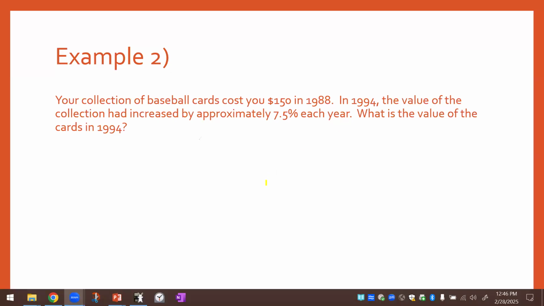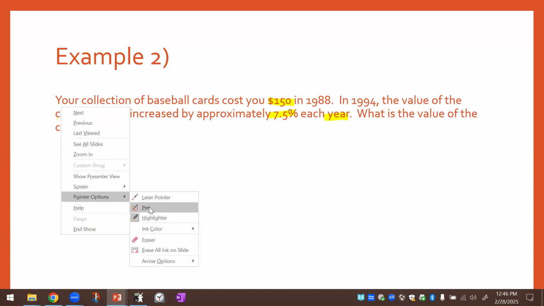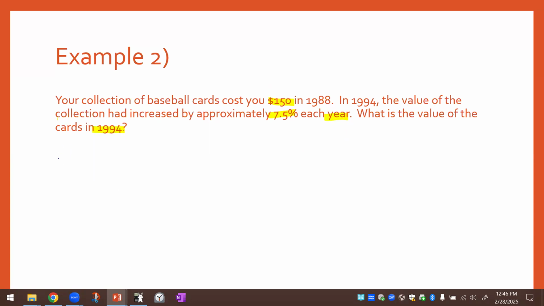All right, guys, I love the conversations that are taking place. After you read, the important things you should have highlighted were that initially it was 150, then 7.5% yearly, and it wanted to know the value of the cards in 1994. That's our important stuff. From there, we identify our variables.